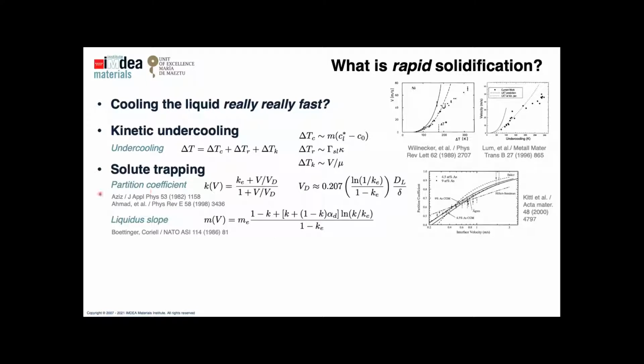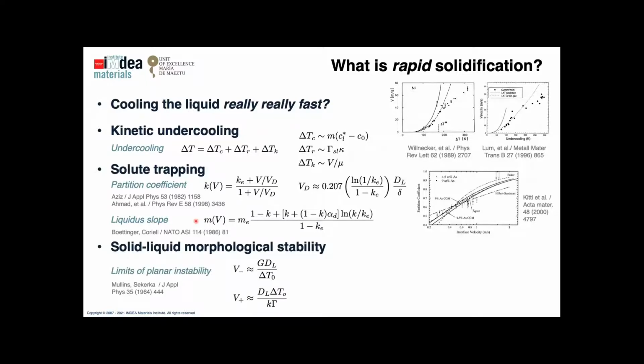Well, jointly with that of the partition coefficient, think about the phase diagram and the 2 lines that are actually merging. You have a change of the liquidus slope, and there are also theories that actually describe how this liquidus slope changes with the velocity. Not entering into the details here. So solute trapping, that's another ingredient of rapid solidification.